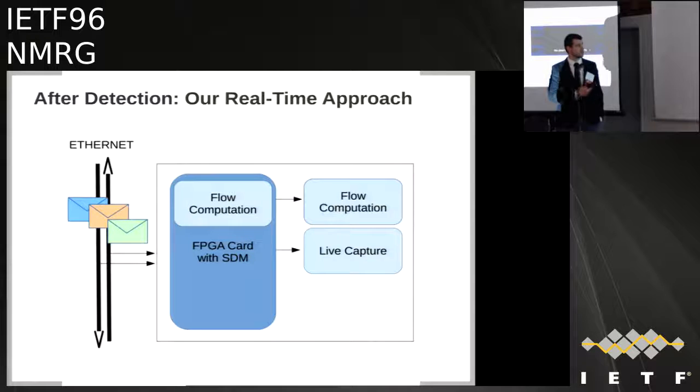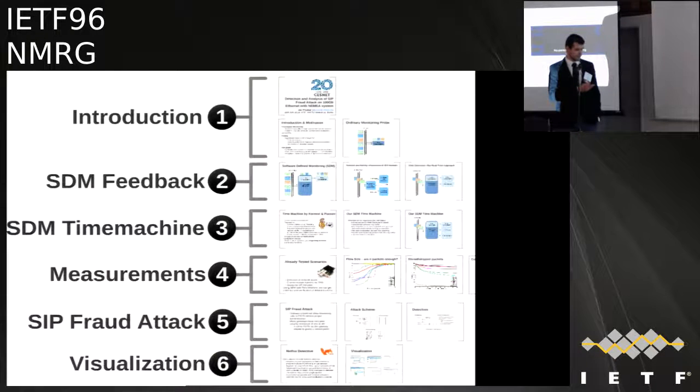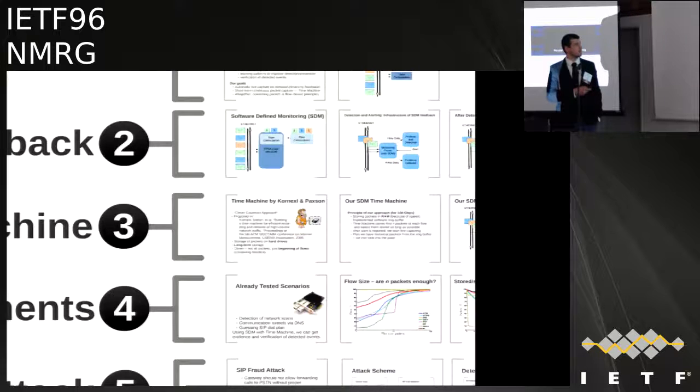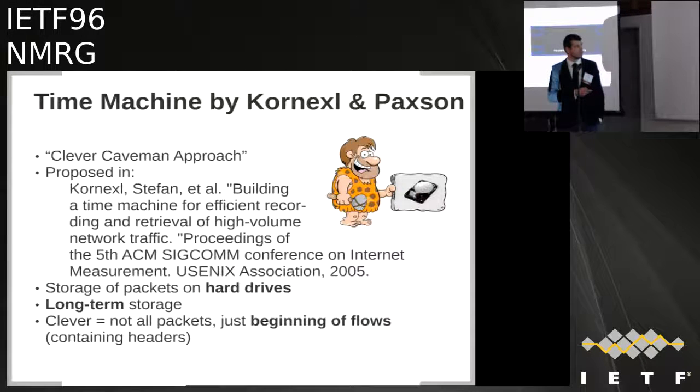So getting to the time machine, we've looked at the proposal by Kornexl and Paxson, Building a Time Machine for Efficient Recording and Retrieval of High-Volume Network Traffic, in 2005. They used the storage of packets on hard drives, which is nowadays somewhat obsolete because we can't store so much data at these speeds on hard drives, and they used it for long-term storage. The cleverness was that not all packets were captured, but only the beginnings of the flows, because the beginnings of the flows contain the headers or the vector of the attacks, which can be further observed and are the most interesting for us.